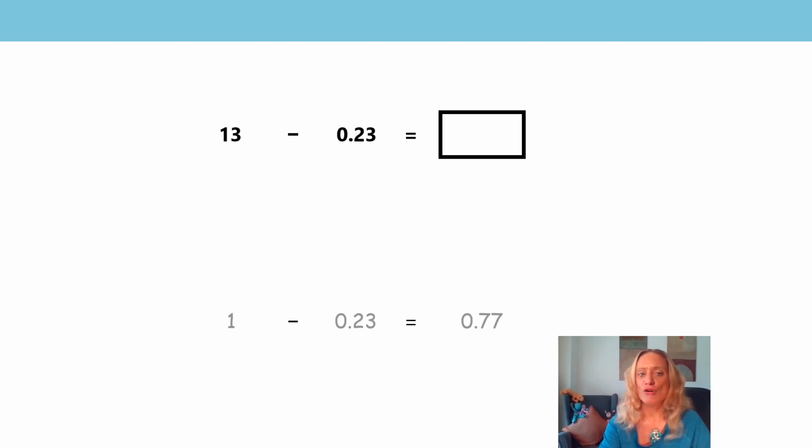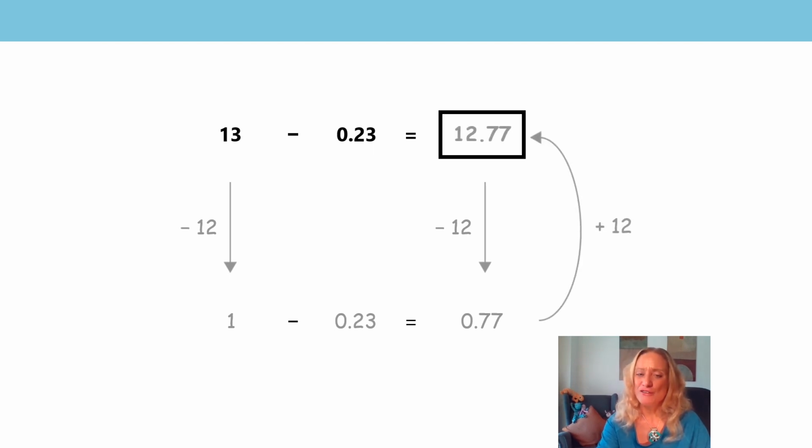So now that I've found that known fact and I've picked that out, which generalisation have I used? I have kept the subtrahend the same, haven't I? So I know I have decreased the minuend by 12. So I've also decreased the difference by 12, haven't I? So what will I need to do? I will need to increase the difference by 12, and I have found my missing difference is 12.77. So that was a really efficient strategy. Well done if you looked at it that way.